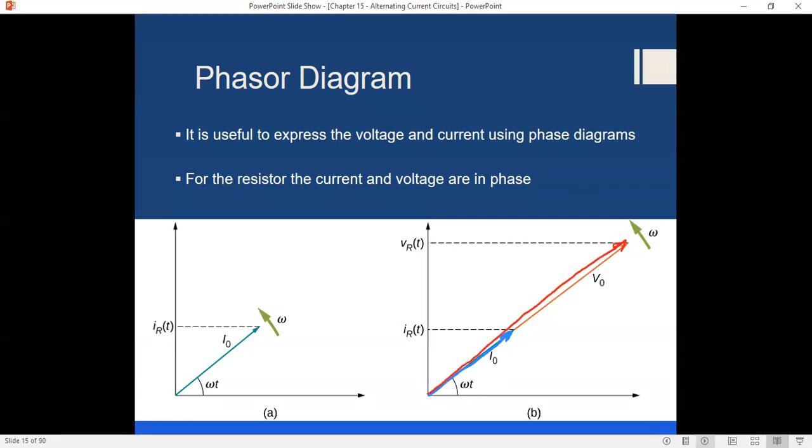Okay, and both of these are spinning around in time. And as long as they're in phase with one another, we are going to get peaks where we have peaks and valleys where we have valleys.